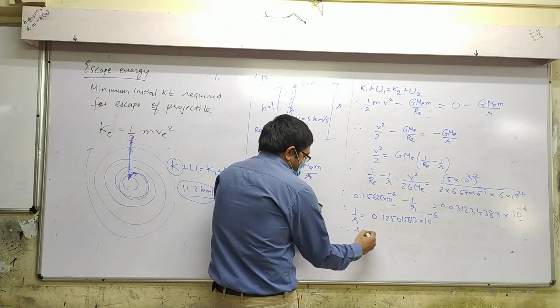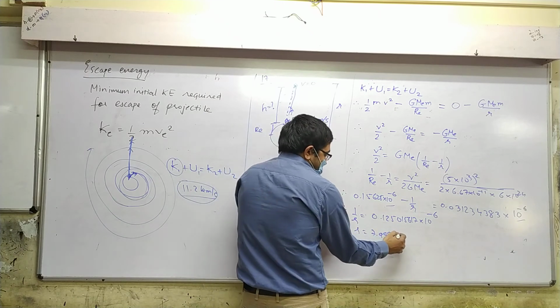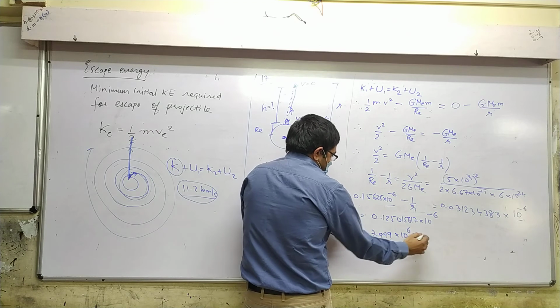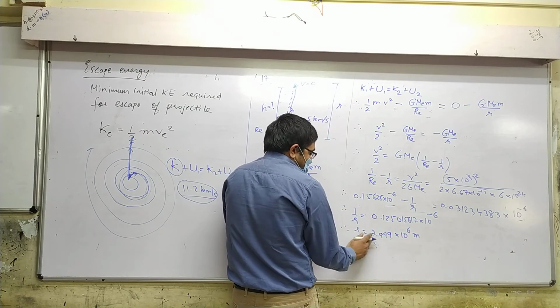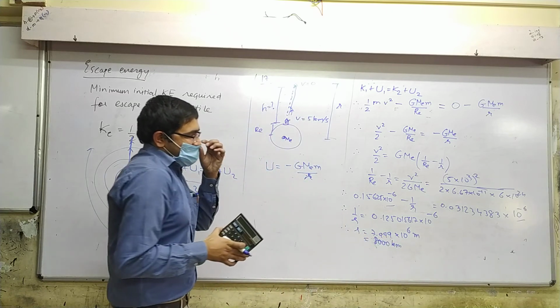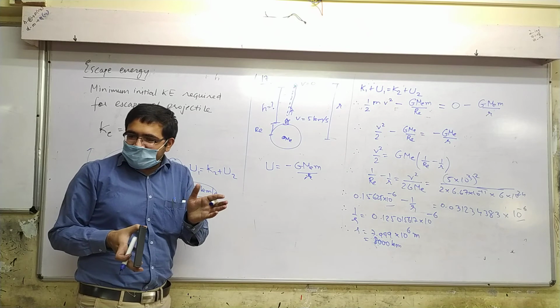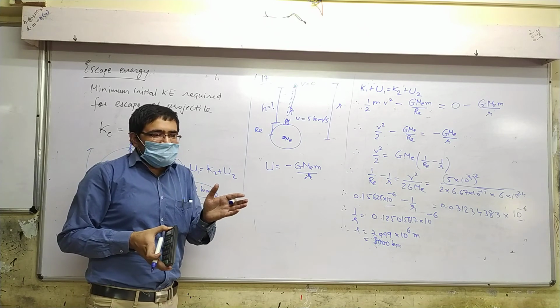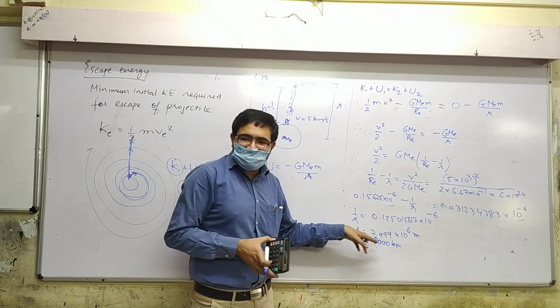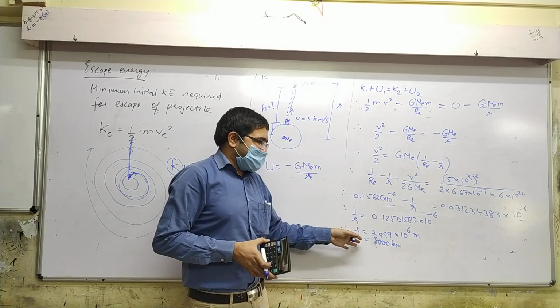And then r equal to 7.999 into 10 raised to 6 meter. So that is 8,000 kilometer. Yes or no? Right? 7999 and 8,000. Got it or not clear? Round off. 7999 is 8,000. It is fine if you do that. This is r.